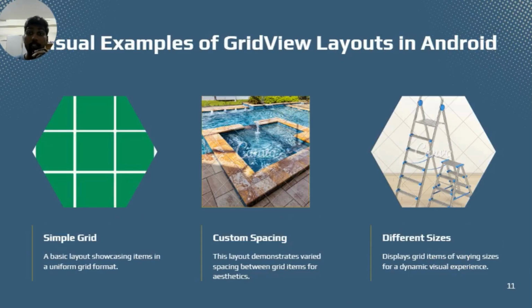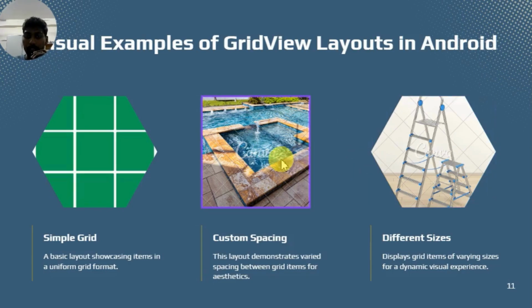So, visual examples of grid view layouts in Android. There are different kinds of grid view layouts. We have seen only a simple grid layout, which I have shown you in an example. So custom spacing is nothing but having different spacing between different items. Like if you see here, the big swimming pool and a small swimming pool. The big swimming pool has different spacing and the small swimming pool also has different spacing.